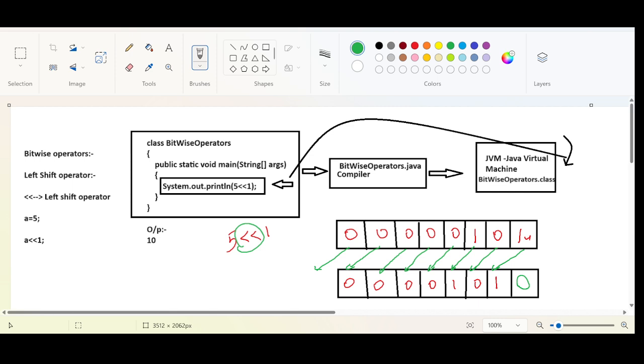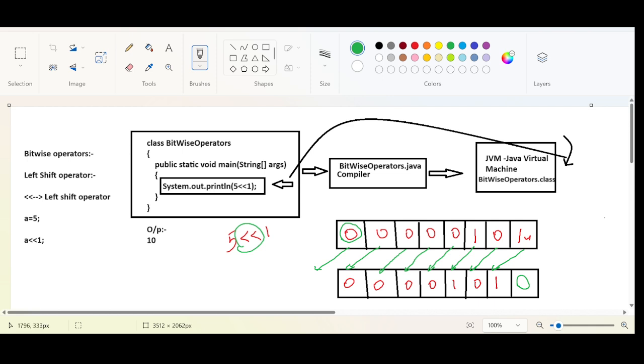Hope it is making sense, right? If I say 5 left shift 1, each and every bit will be shifted one position to its left. As simple as that. And the bit that has no position to be held is going to disappear, and the empty space that is getting created here will be filled with 0.